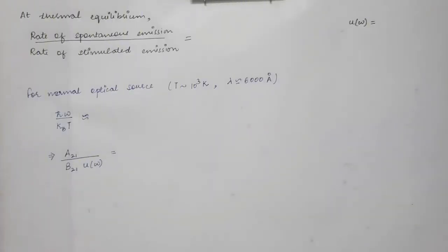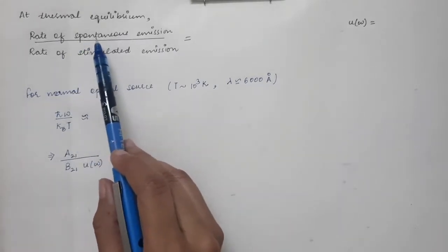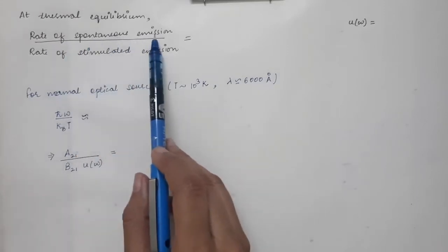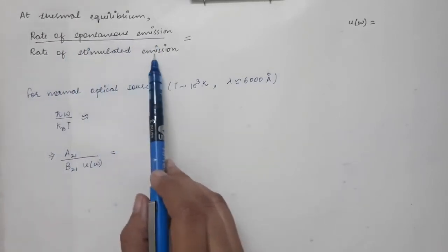Now, what do we want in a laser? We already know that amplification in a medium can occur only due to stimulated emission. So in a laser, what do we want? We want more stimulated emission to occur as compared to the other two transitions. So firstly, we are going to find the ratio of the rate of spontaneous emission to that of stimulated emission.